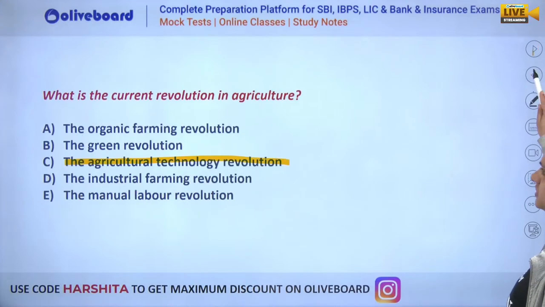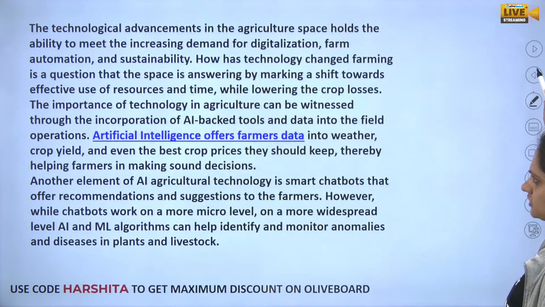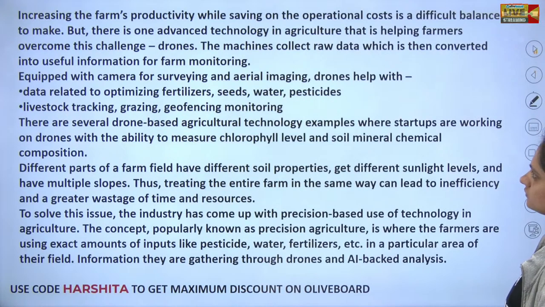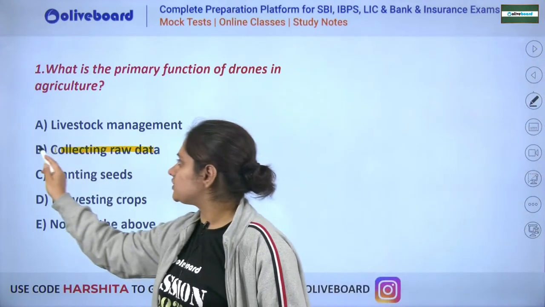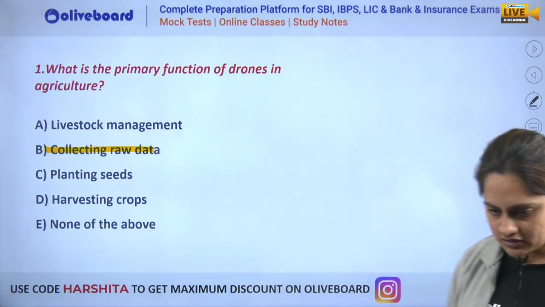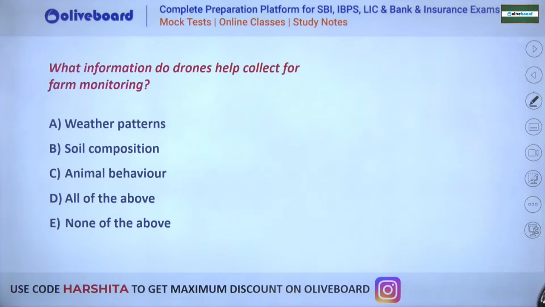What was the primary function of drones? Drones, where was that mentioned? I think there was a separate full para also. Yeah, here. Drones, the machines collect raw data, then convert it into useful for farm monitoring. Okay, so it helps with optimizing fertilizer, seeds, pesticides, livestock tracking, grazing, geofencing monitoring. There are so many given. Okay, collecting raw data was the primary. The first function that it does is collects raw data. B. Okay, next. What information do drones collect for farm monitoring?